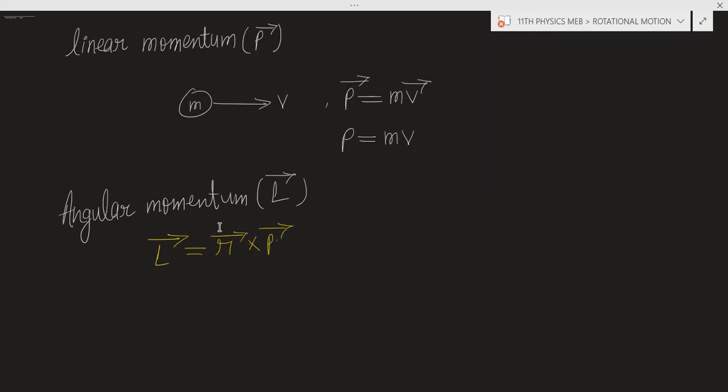R vector is the radius vector, or the distance vector, displacement vector, and P vector is the momentum vector, linear momentum vector. And this angular momentum is also known as moment of momentum.